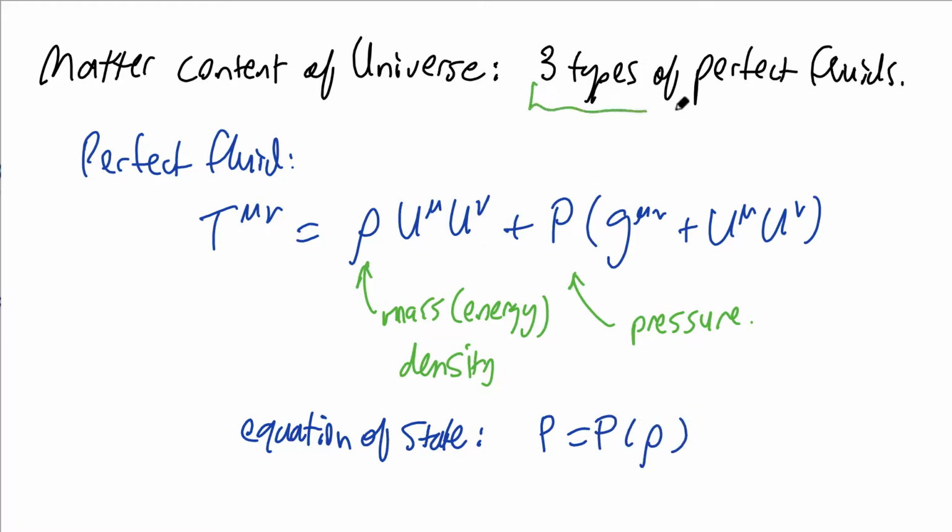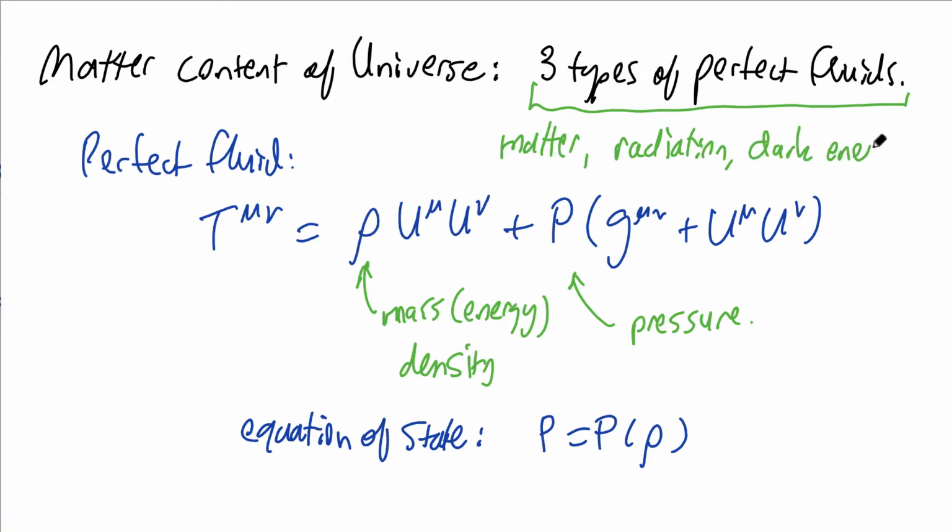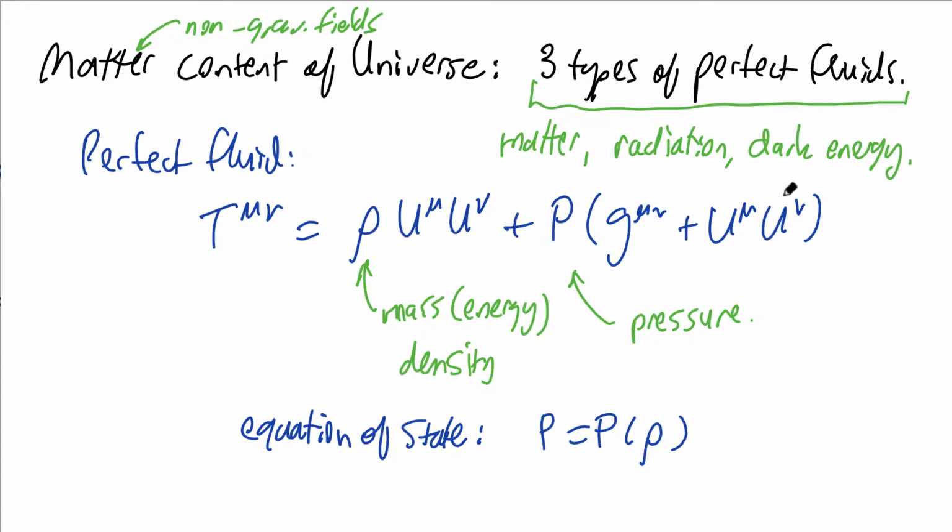Now the three types of perfect fluids are referred to as matter, radiation, and dark energy. Notice that I've used the word matter here in a different sense than it's usually meant in gravitational physics, where it means non-gravitational fields. Here I'm using the word matter in the sense that it's used in cosmology to refer to massive particles. So matter in the broad sense includes matter in this more restrictive sense, plus radiation and dark energy.